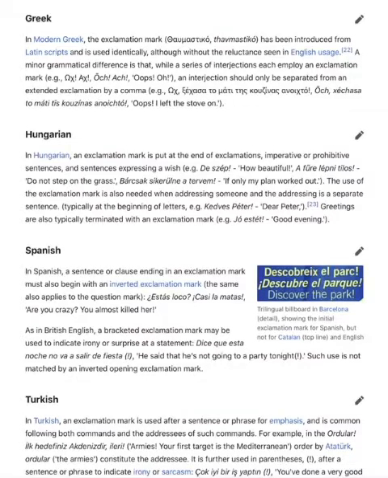Man, I cannot read this. Okay. Oops, I left the stove on.